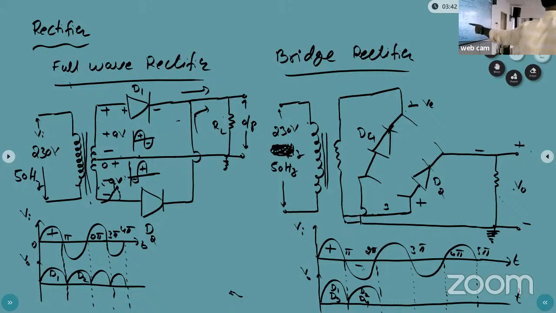So this is the working operation of the bridge rectifier. How many diodes are we using in the bridge rectifier? Four diodes. Which transformer are we using here? Center tap, and here the transformer is the normal transformer. Compared to this normal transformer, this transformer cost is high.